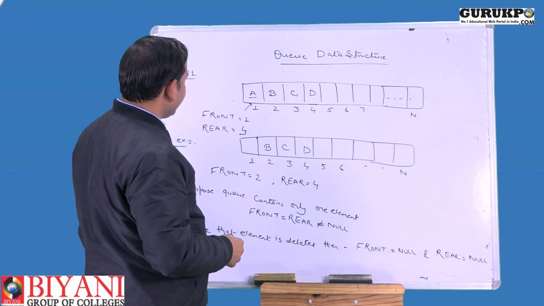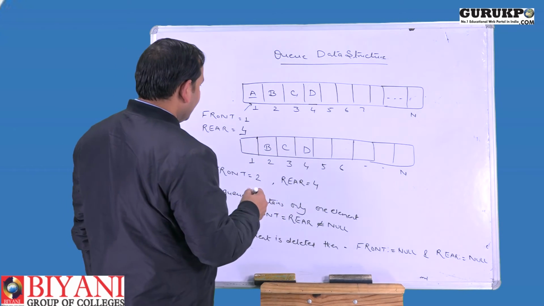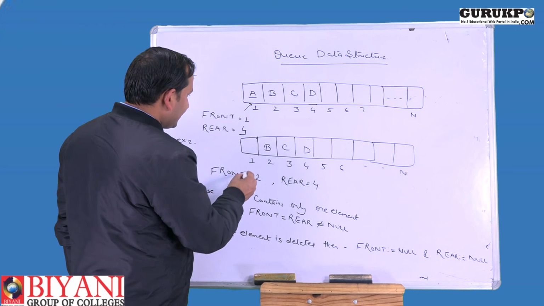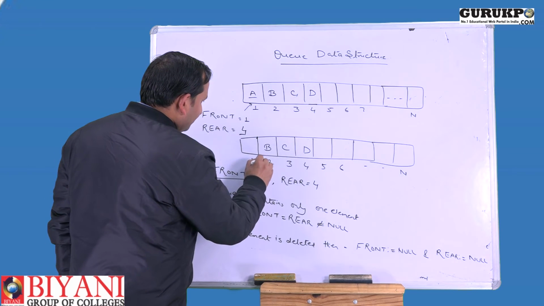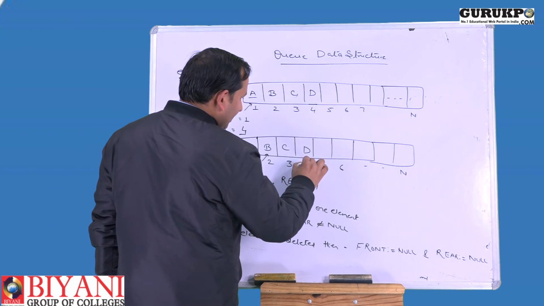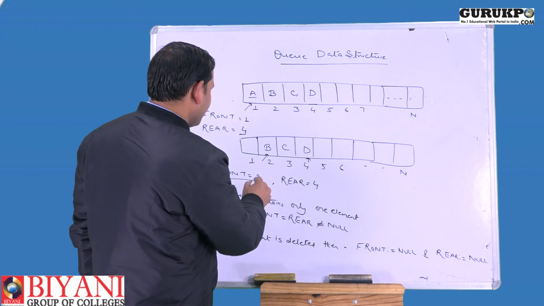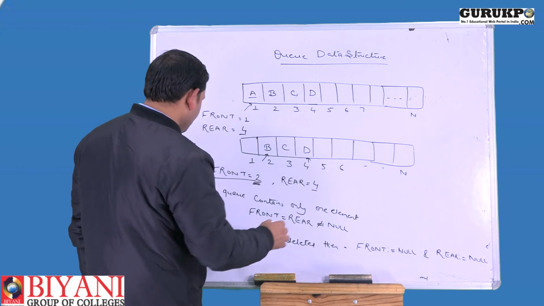Similarly, in the second case, suppose A is deleted and we have a queue. In this case, front will represent B and its position is 2, and rear indicates the 4th position and its value is D. So here front is 2 and rear is 4.